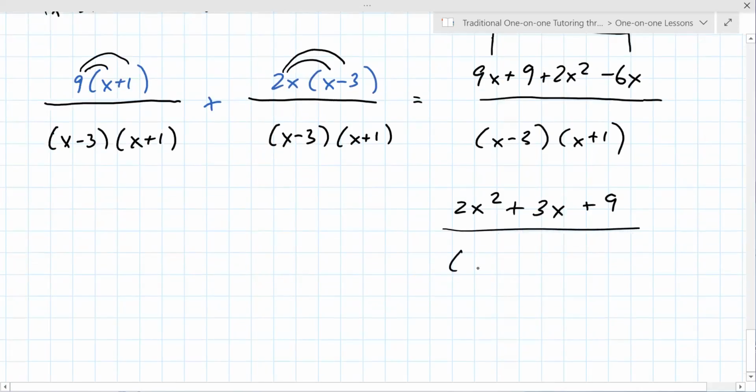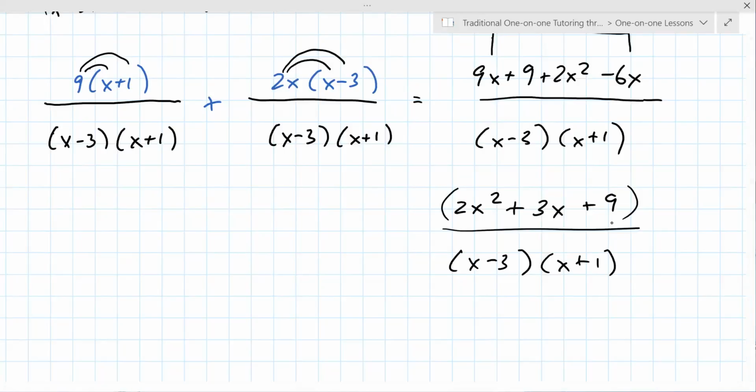So this is your answer. I don't think that this factors further. It does not. So this is your final answer here. Hopefully.